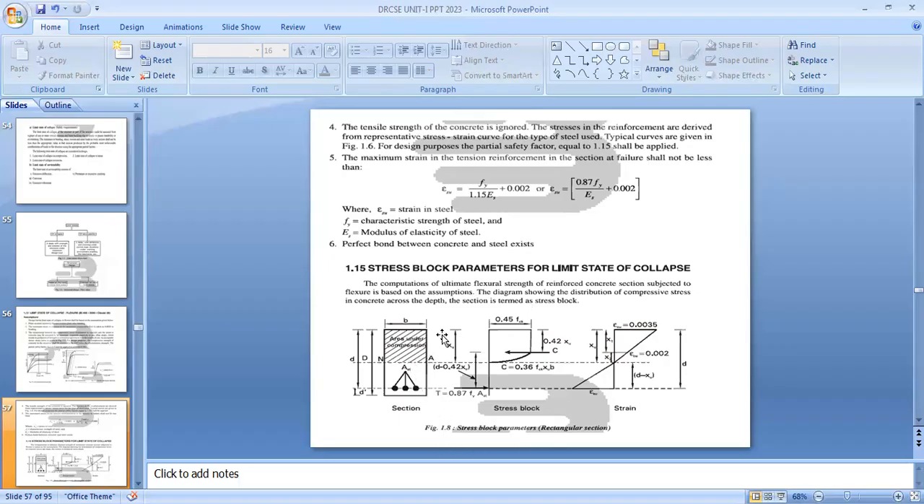So here this diagram is the cross section of the beam. Here you can see there is a neutral axis. It divides the beam into compression and tension. The topmost zone is compression and the bottommost is the tension zone. And this diagram shows the stress block and this is the strain block.